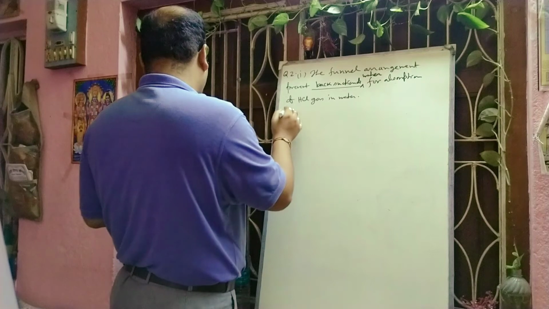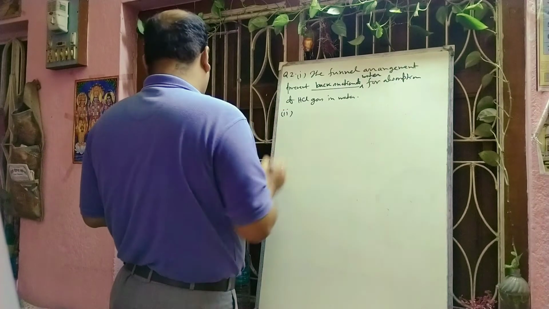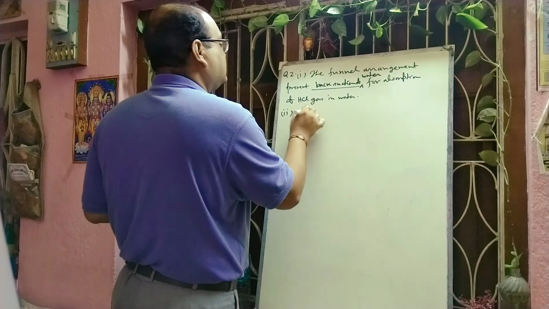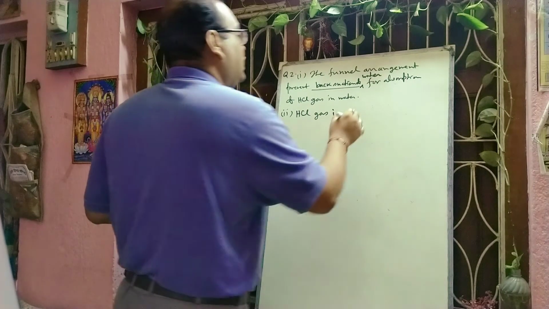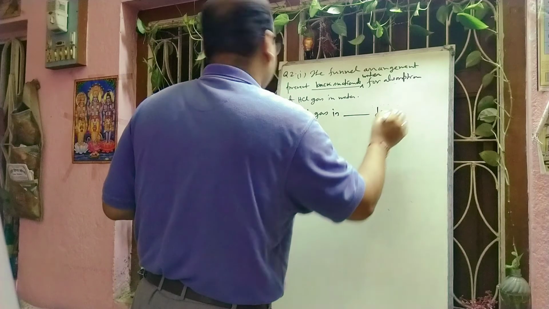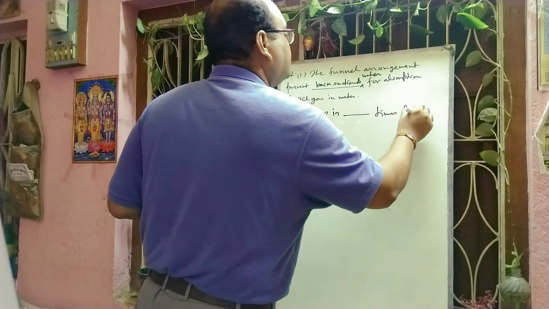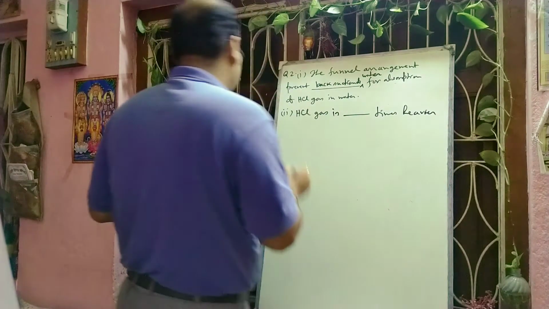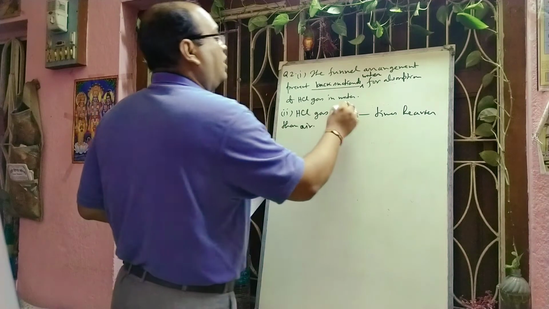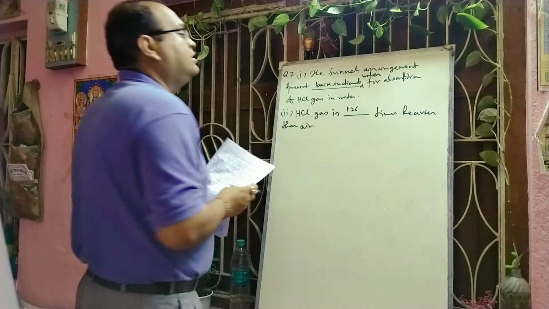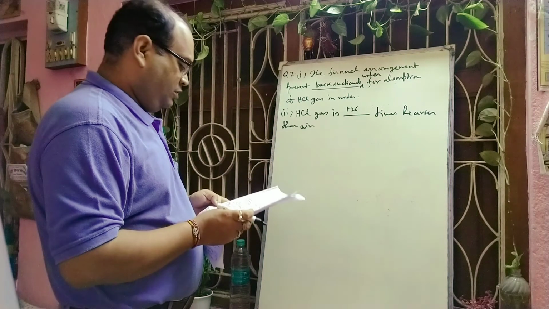Next, HCl gas is dash times heavier than air. It will be 1.26 times heavier than air. That you have to write.